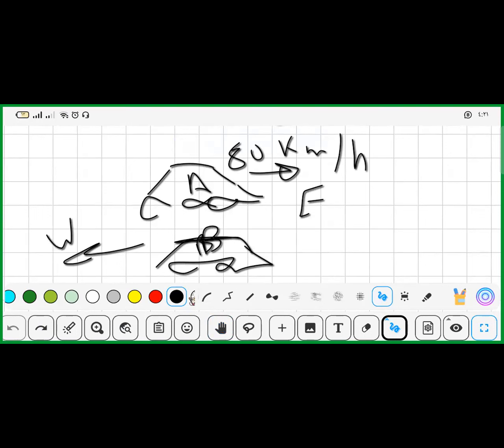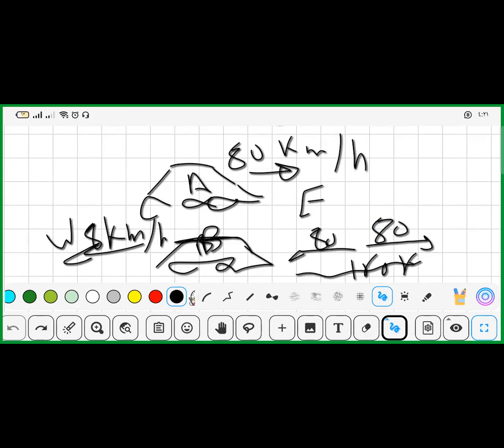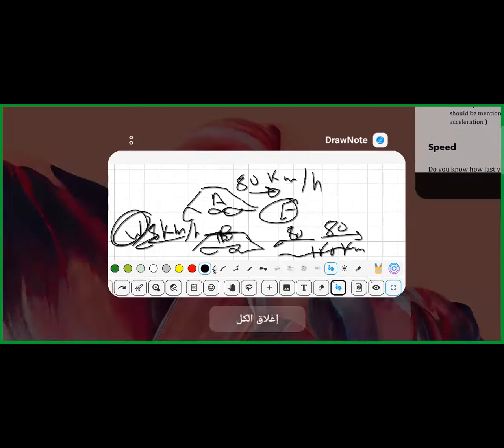So after 1 hour, the distance between each other is 80 and 80, 160 kilometers, where one of them goes in the east direction and the other one goes in the west direction. You understand?